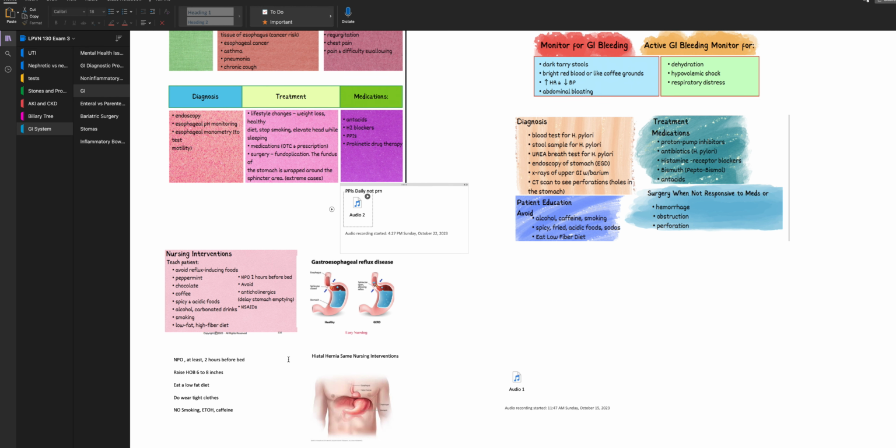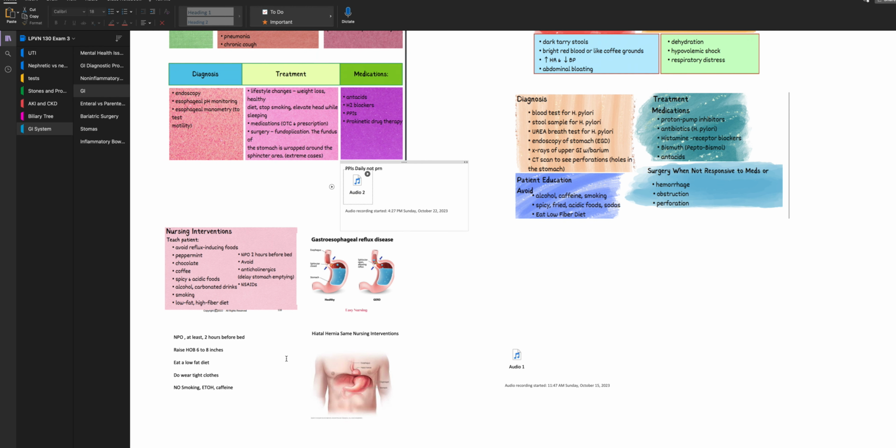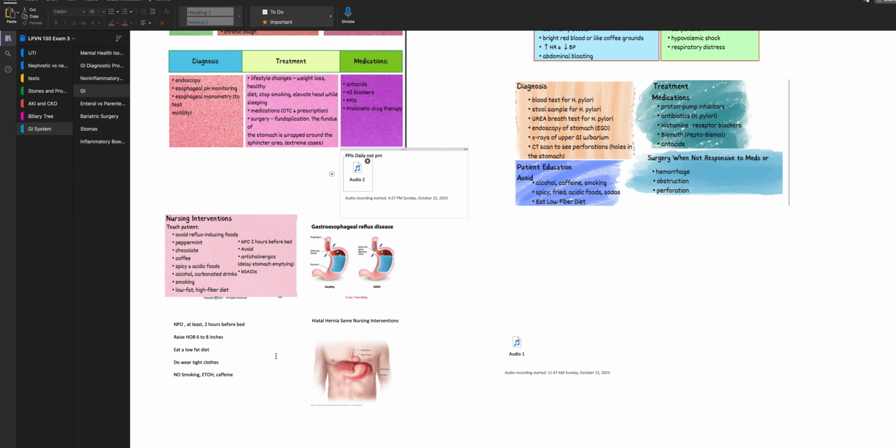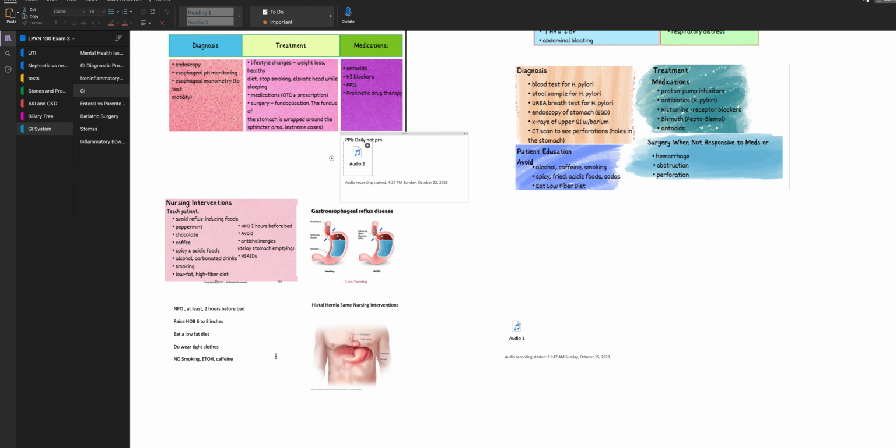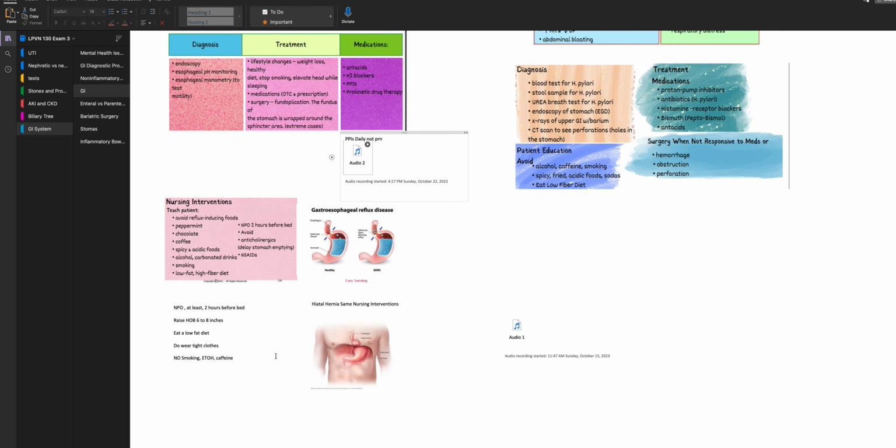All right, so this is what you would do. The teaching, you would tell patients that had GERD to alleviate the symptoms, they need to be NPO for at least 2 hours before they go to bed. It can be more hours, but at least 2 hours. They need to raise the head of bed 6 to 8 inches. So they need to get blocks to put under their headboard, at the bottom, so it raises the bed up a little bit if they can't afford a medical bed. Eat a low-fat diet. Do not wear tight clothes. No smoking, no alcohol, no caffeine, no fun. No, just kidding.